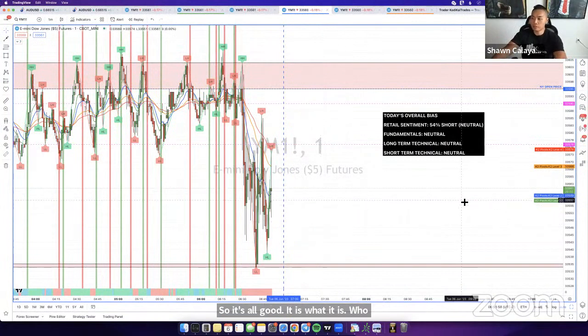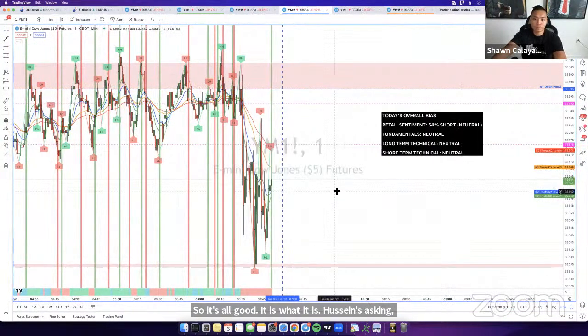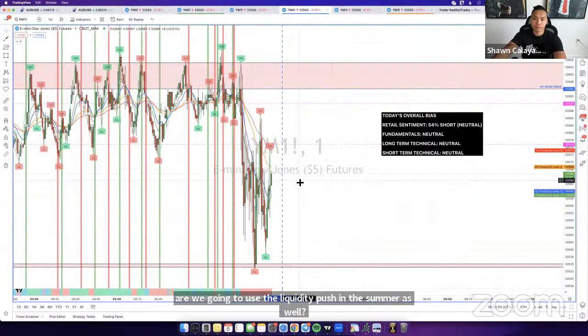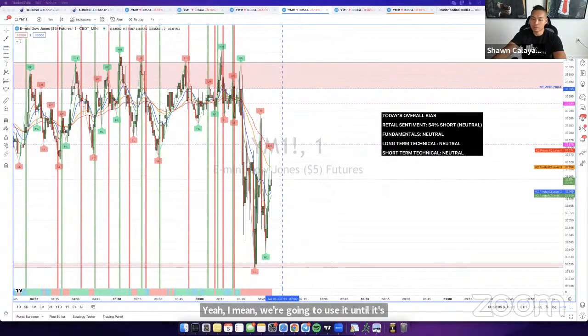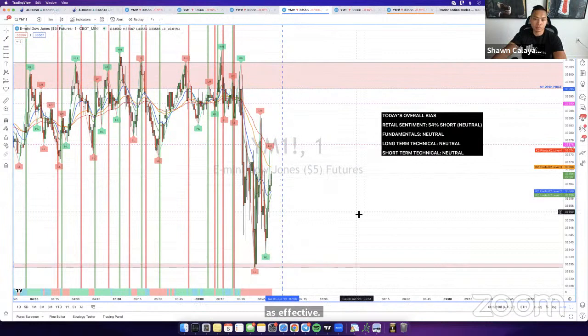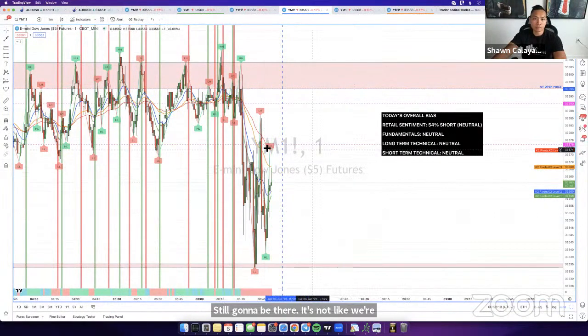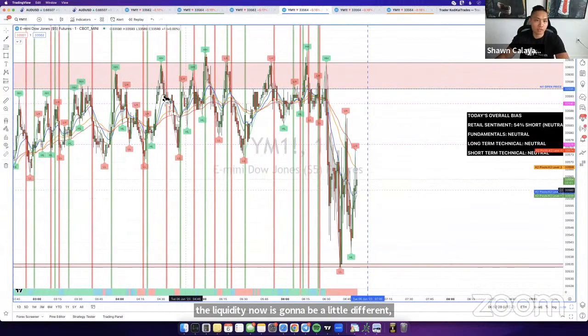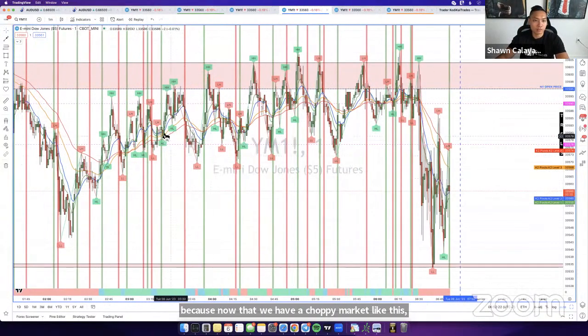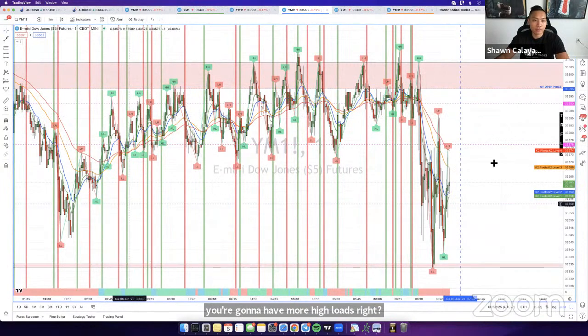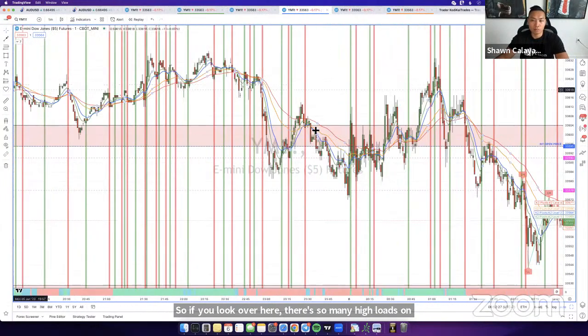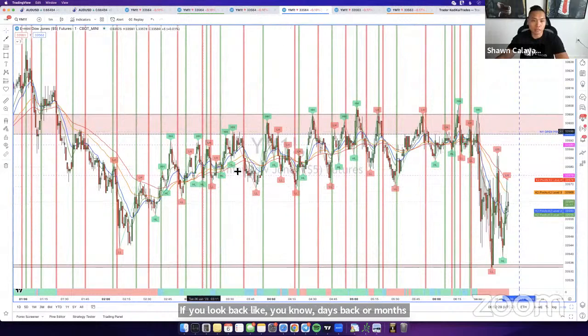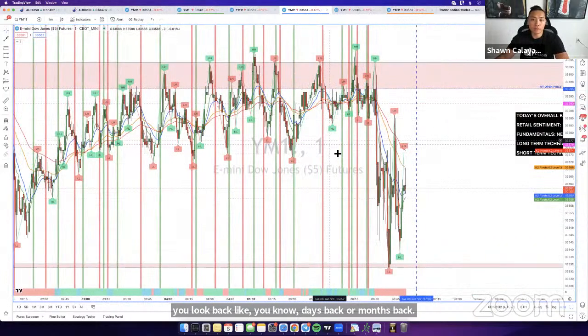Hussein's asking, are we going to use the liquidity push in the summer as well? Yeah, I mean, we're going to use it until it's not as effective. I'm pretty sure it'll still be effective. As long as the market's moving, liquidity is still going to be there. And it's not like liquidity goes anywhere. People's stop losses are going to be placed in certain areas, but the liquidity now is going to be a little different because now that we have a choppy market like this, you're going to have more high lows, right? So if you look over here, there's so many high lows on the chart, right? If you look back, days back or months back, there weren't so many high lows. They were kind of spread out, but now they're coming up very often.